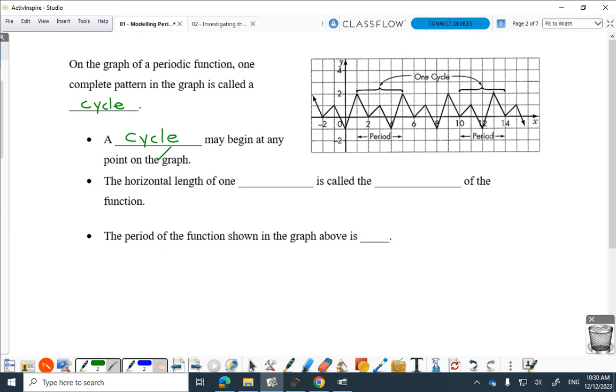analysis. The horizontal length of one cycle is called the period of the function. That's why it's called periodic, because one cycle is called the period. And the period of the function in the graph above is, first math question, how wide is one cycle? So I've got to look at the scale, figure this out. It starts at 1, ends at 5. So this period here is 4.